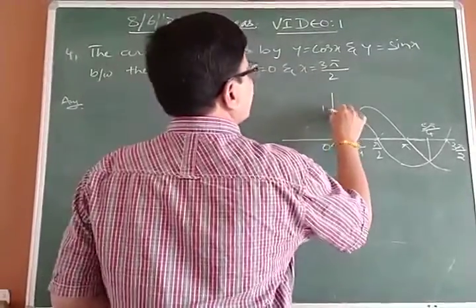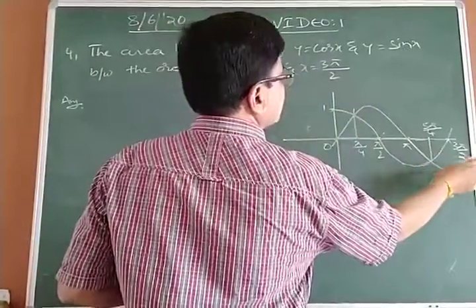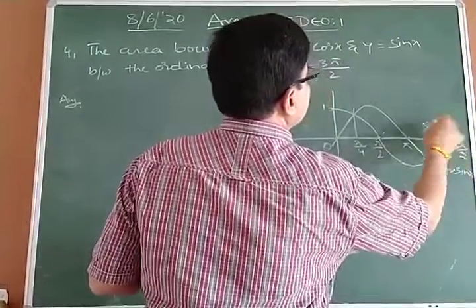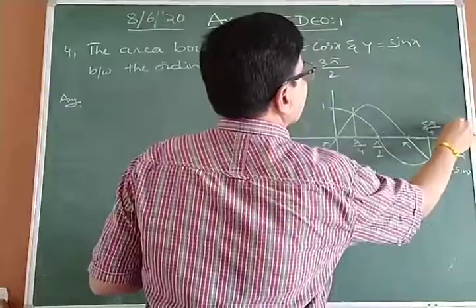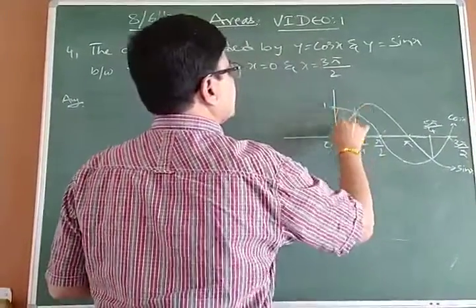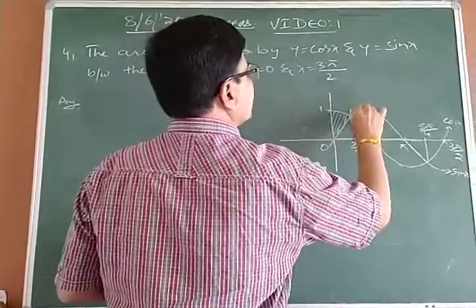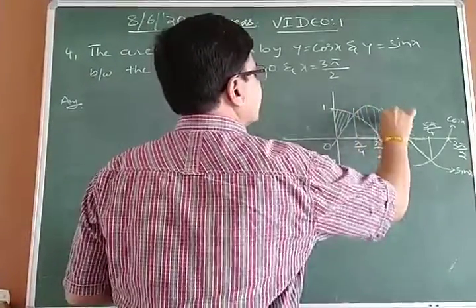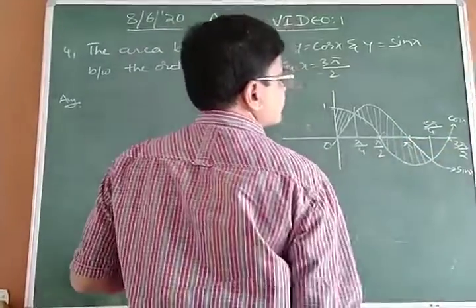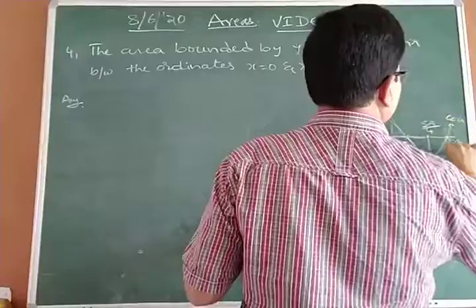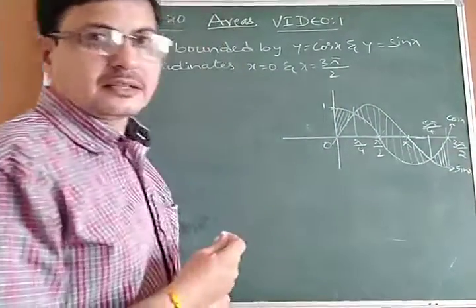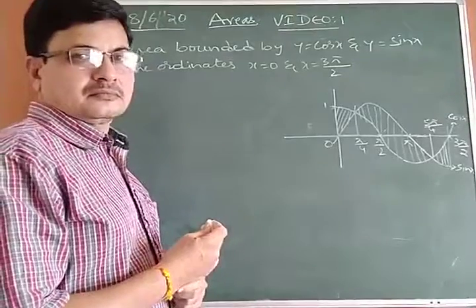The area bounded by the sin x curve, this is the sin x curve and this is the cos x curve. The area bounded by sin x and cos x in the given intervals, that is this one. The shaded area is the required area between the curves.